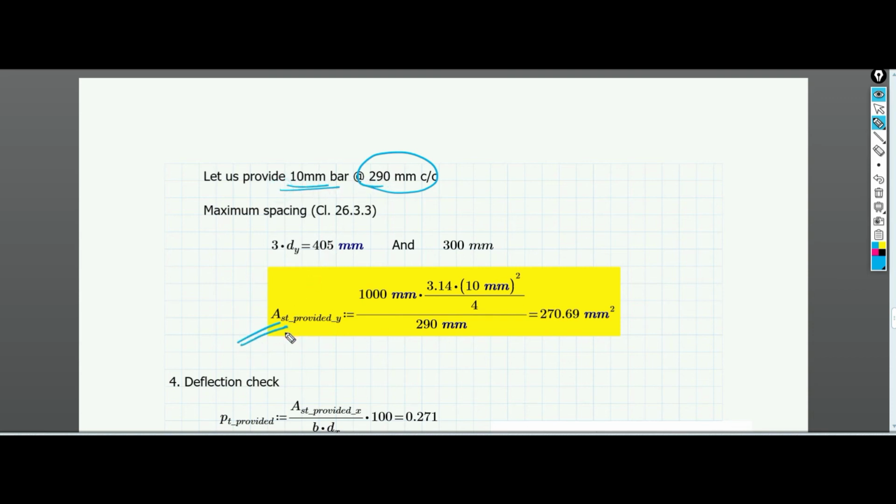And if I ask what is the Ast provided along the y direction, it is 270.69 mm square, considering a 10 mm bar provided at a spacing of 290 center to center.